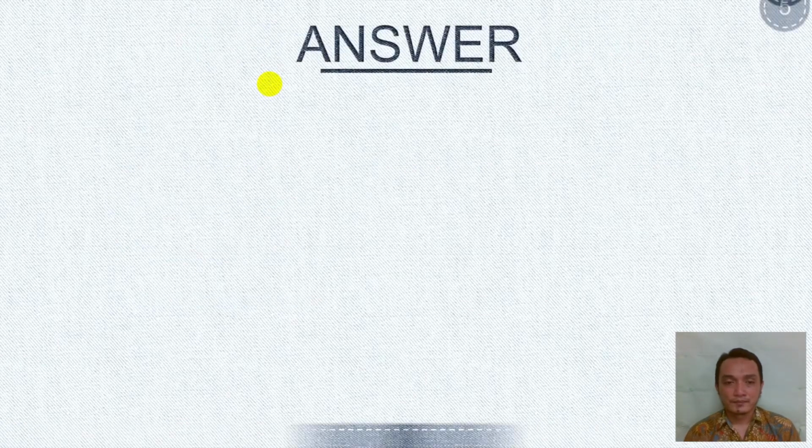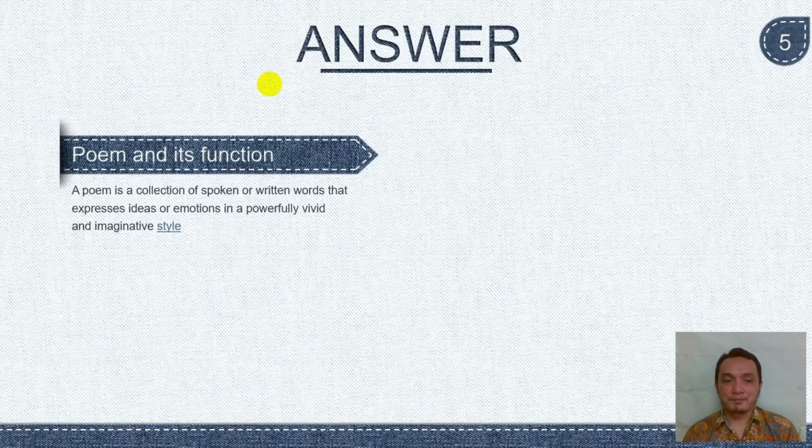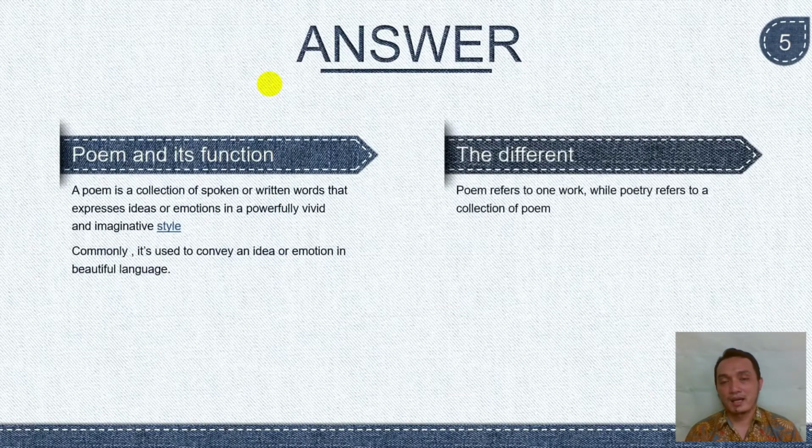Let's check this out. The answers are: poem and its function, and the difference between poem and poetry. A poem is a collection of spoken or written words that expresses ideas or emotions in a powerfully vivid and imaginative style. Commonly, it is used to convey an idea or emotion in beautiful language. That's the function of the poem. And the difference between poem and poetry is that poem refers to one work, while poetry refers to a collection of poems. So when the poems are collected into one, that's called poetry.